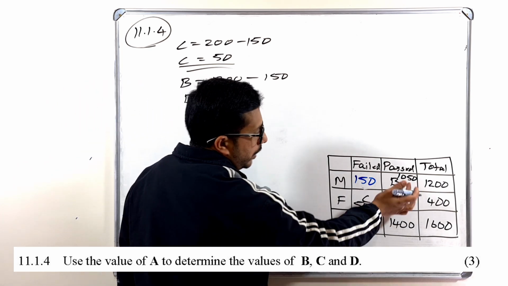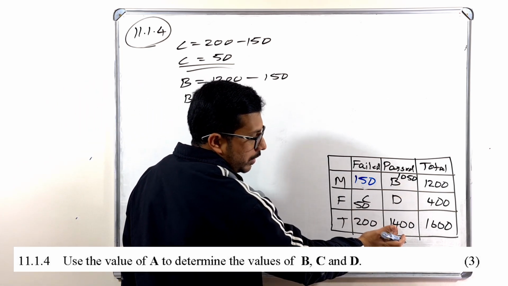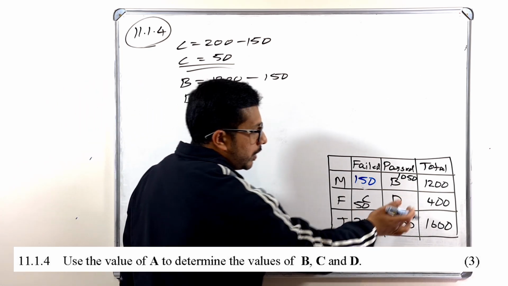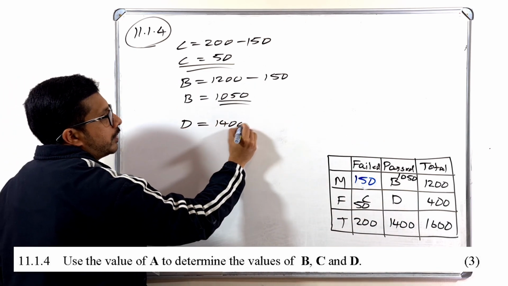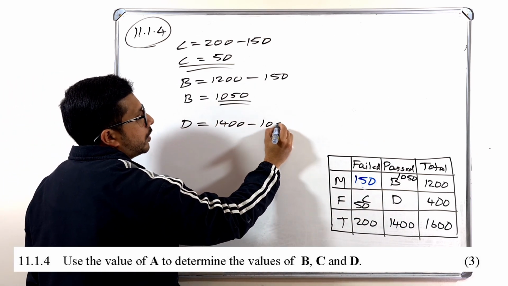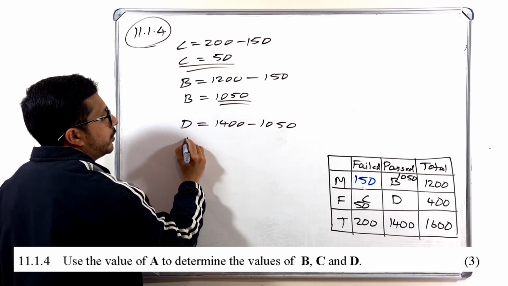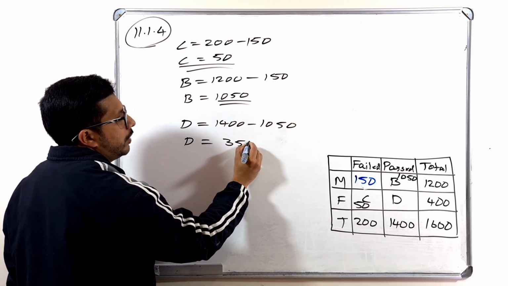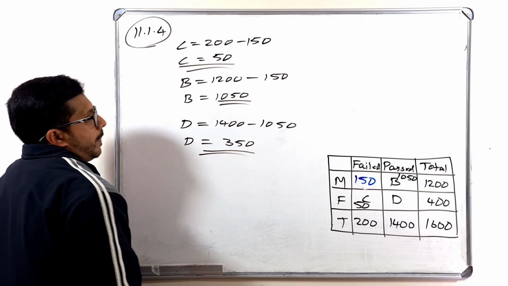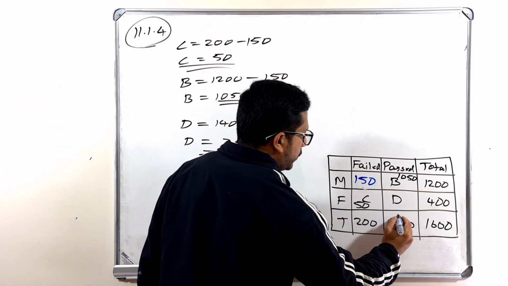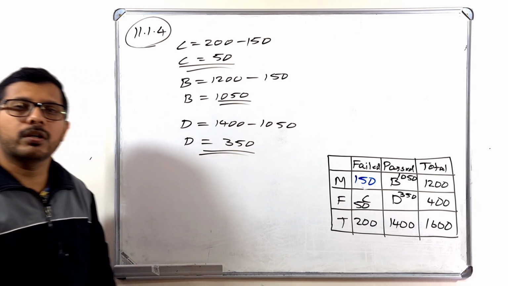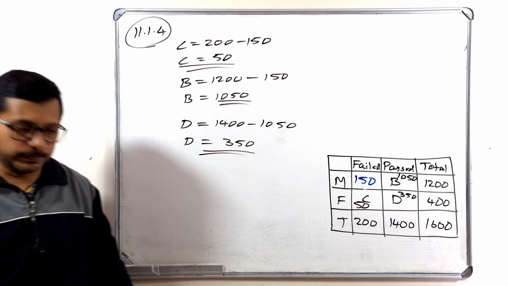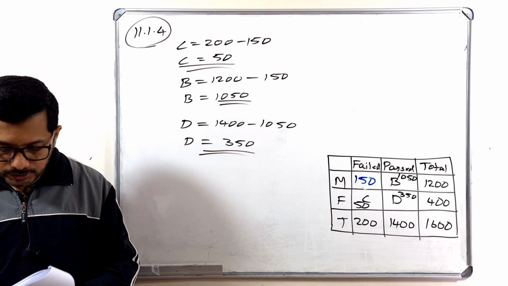Then when you add these two, you are supposed to get 1400. So what is this D? D is 1400 minus 1050. So check in your calculator, what is the answer? 350. Am I right? Yeah. So this one is 350. We got all the answers, A, B, C, D. Okay. So that is 11.1.4.